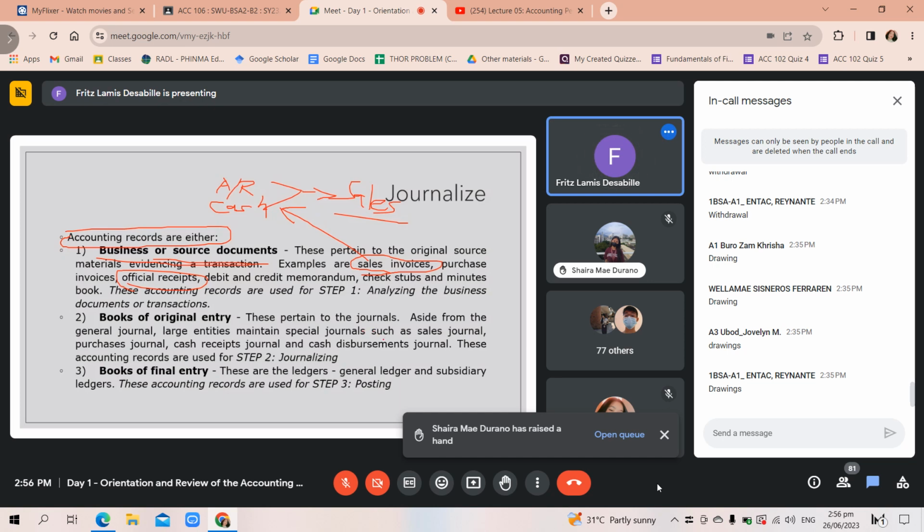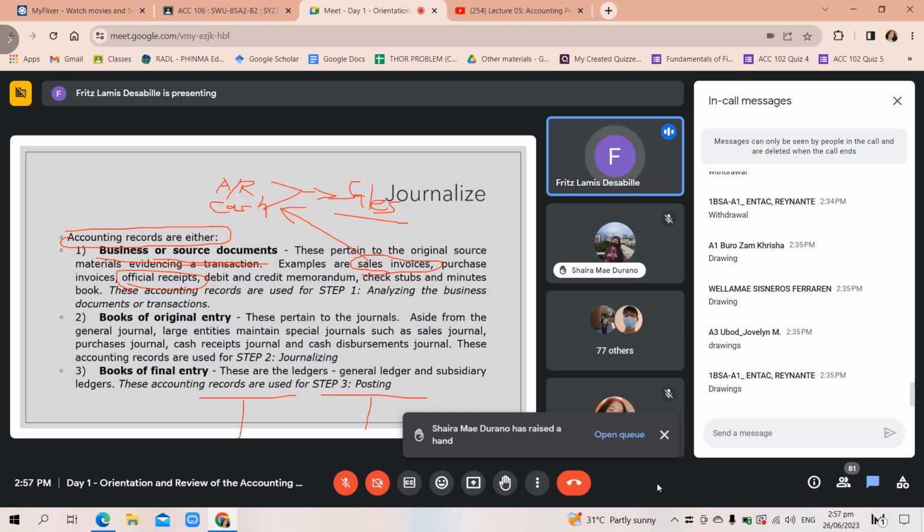Final entries, ledgers. So ledger, GL, and SL. Then the entries with your debits and credits, journal voucher, journal entry. Books of final entry, ledgers are detailed for the subsidiary ledger, but more or less these are summary, no? It is done in posting. So what we usually do with the books of final entry or ledger, in your ACC-102, is commonly express it through a T account.